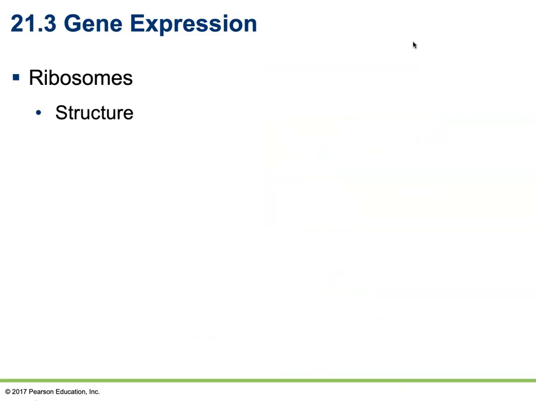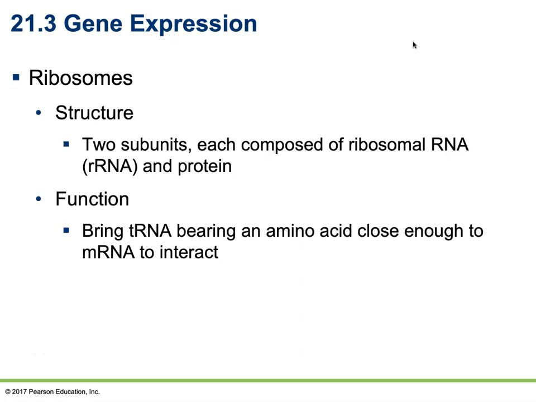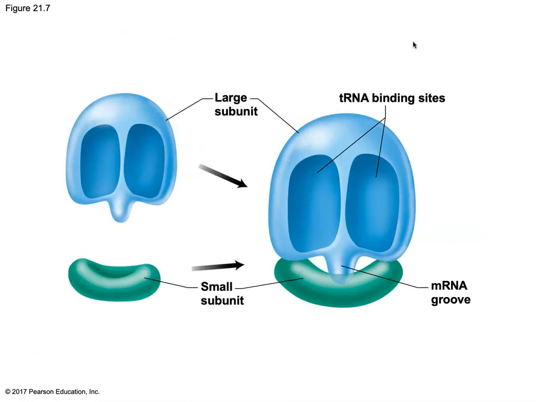Ribosomes are going to be our little protein factories. They consist of 2 subunits, each composed of ribosomal RNA and a protein. Their primary function is going to be to bring the tRNA bearing an amino acid close enough to the mRNA to interact. I know I said it's a bunch of magnets in a bowl of magnet soup, but it's going to be a little bit more complicated than that, in the sense that we use the ribosomes, or a spoon, to kind of intentionally push together and make sure that the sequence is happening in the correct order. This is going to allow for the permanent alignment of the anticodon and the codon.